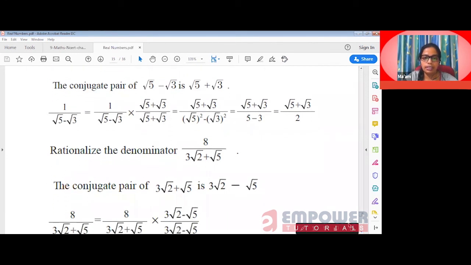So now in this case also, you need to look at your denominator. This is what is present in your denominator. So you need to look for its conjugate pair. So what is the conjugate pair of this? 3 root 2 minus root 5 is the conjugate pair of 3 root 2 plus root 5. So what you have to do next is multiply this to the numerator and denominator of this fraction, and then you will get this.